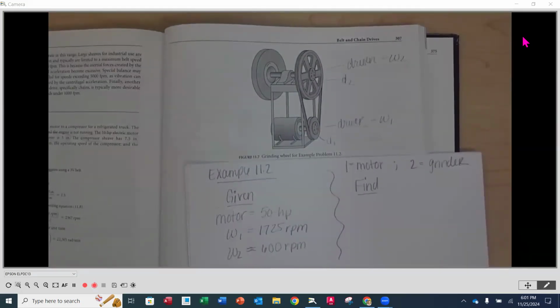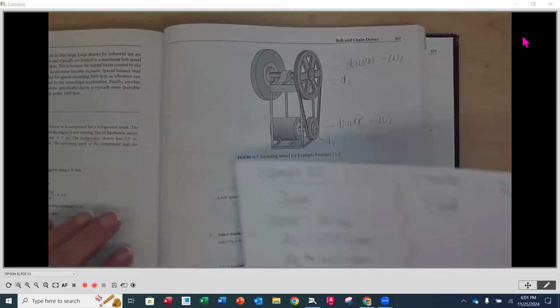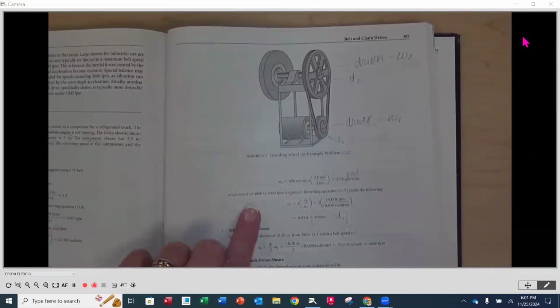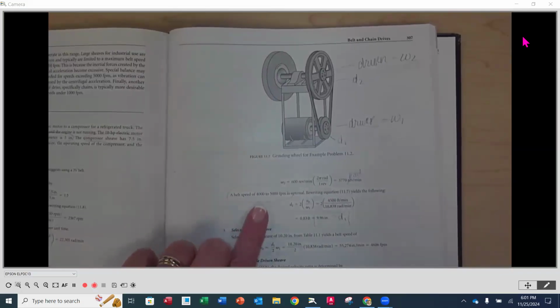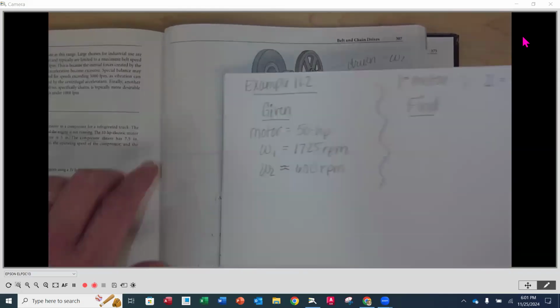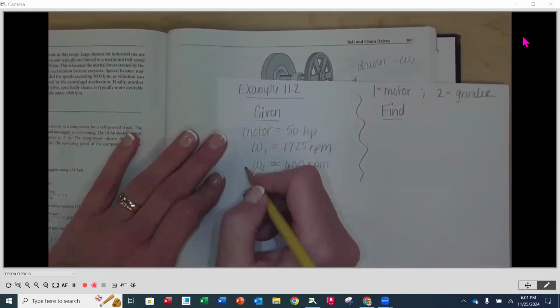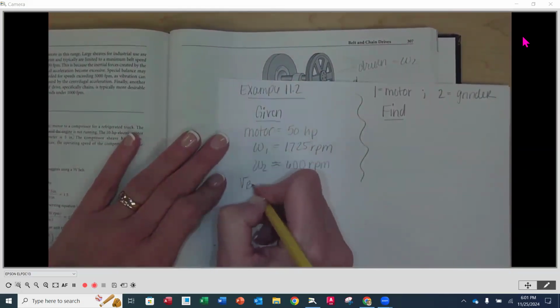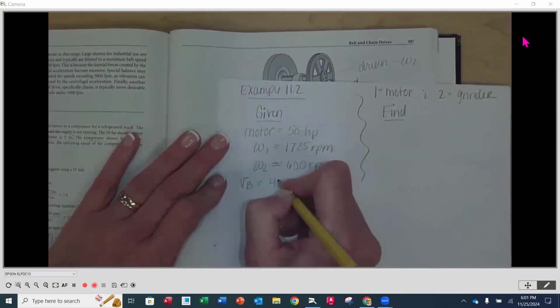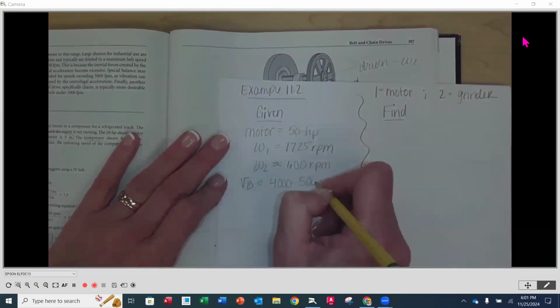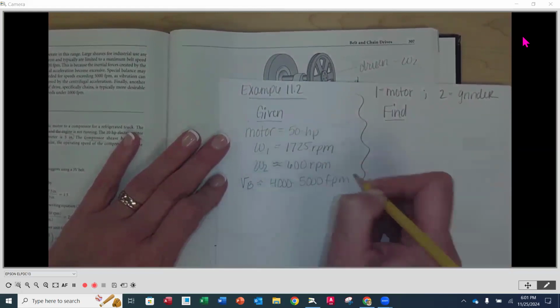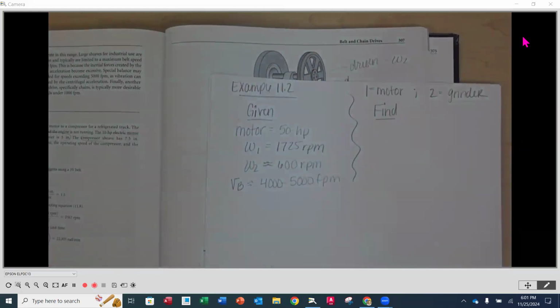There's one other thing that we know and that we can apply, based on the statement earlier, and they do reiterate it up here: the belt speed we try to achieve is somewhere between 4,000 and 5,000 feet per minute. So we're going to list that as VB approximately 4,000 to 5,000 feet per minute. That'll be one of the things that we can apply.